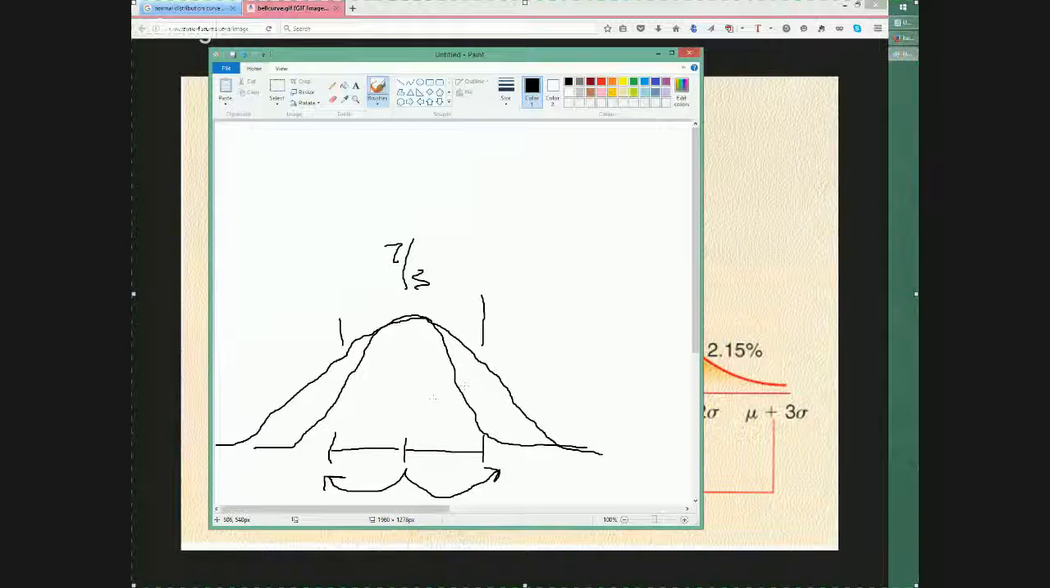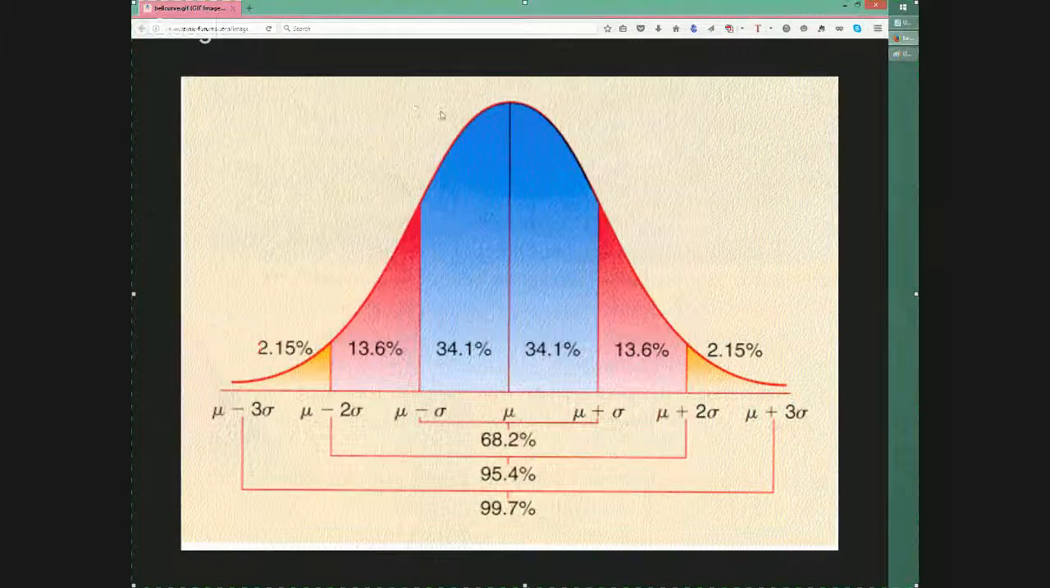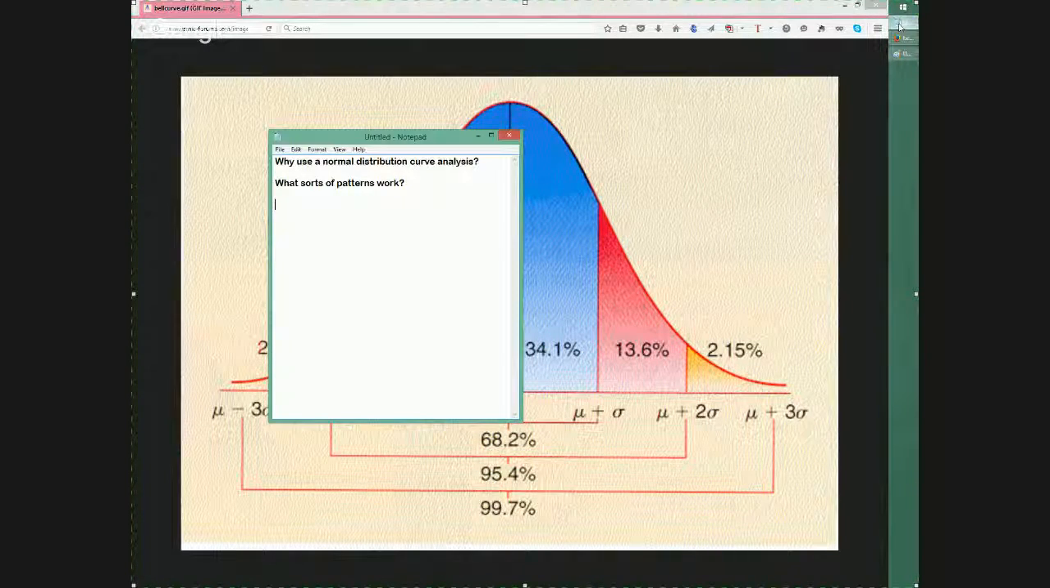Now that could be both good and bad, and there are some situations where we'd actually like to predict that it will get wide, but it's currently narrow. Okay, but let's look at some sample charts and determine where indeed we would use one of these normal distribution curves. What is the pattern? My main goal for the night is to understand what sort of patterns work with this. Okay.